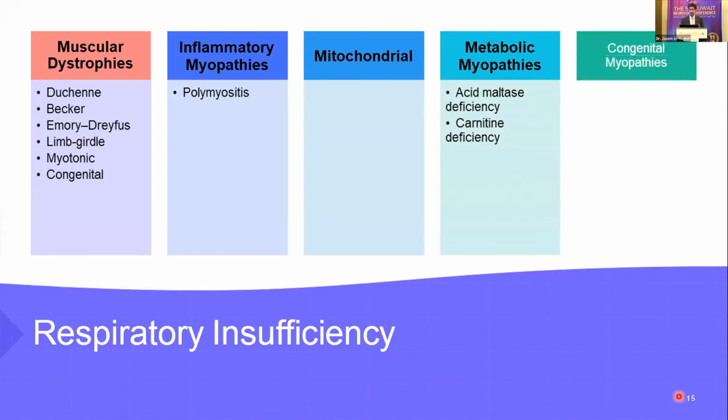And then you have your congenital myopathies. Of interest, one of the differentials for patients who fail to wean off the ventilator in the ICU, you should always keep in mind acid maltase deficiency, in addition to your acute acquired disorders.